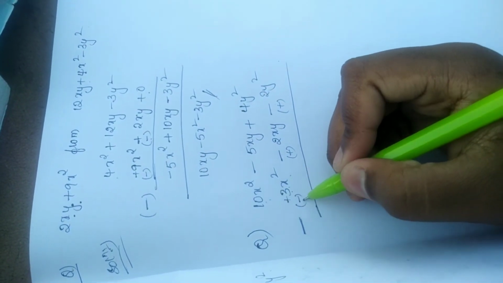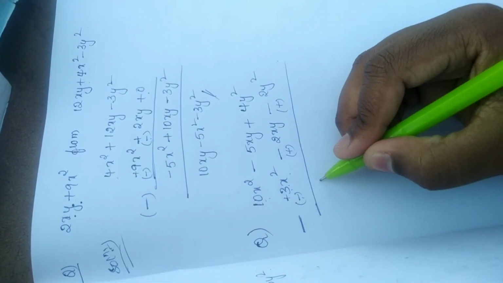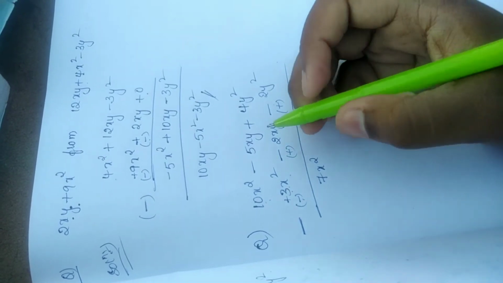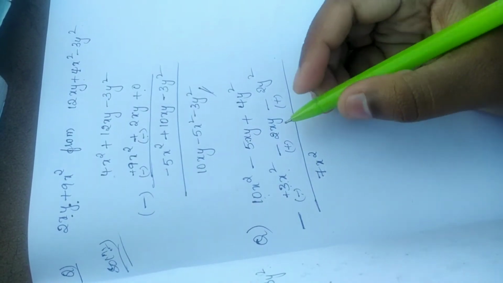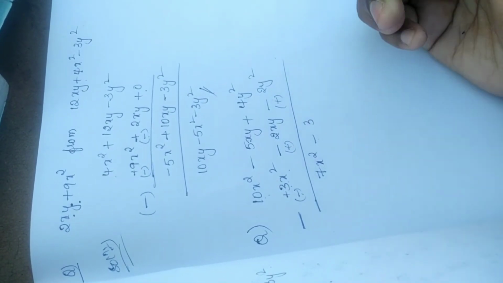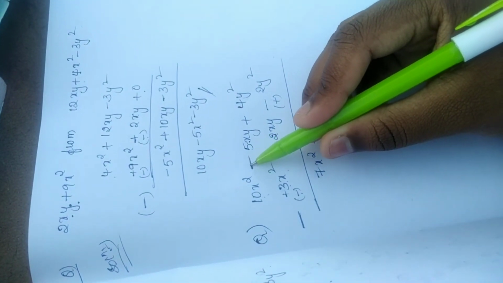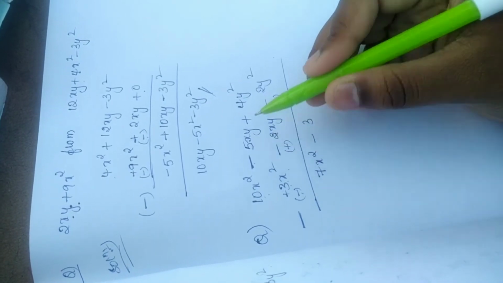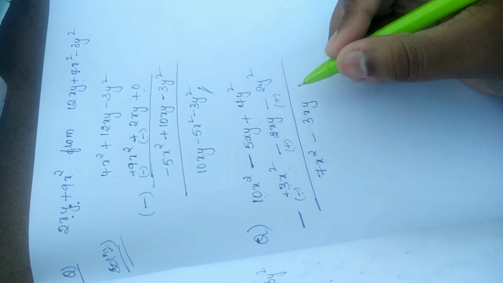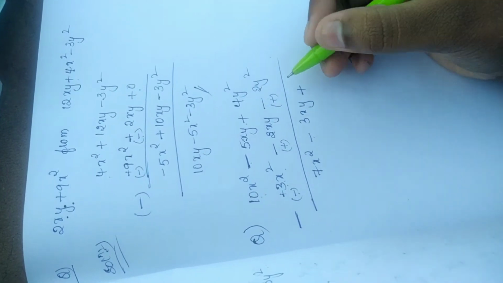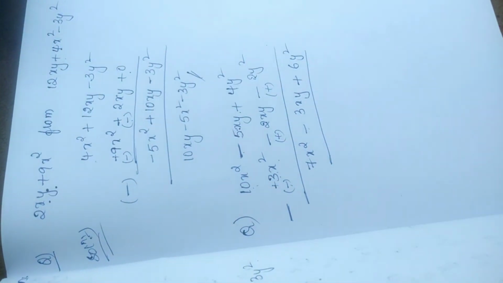So 10 minus 3, we get 7x square. Here minus into plus, we have, that means 5 minus 2, we get 3, plus into minus, minus, but we have minus before the bigger number, so we get minus 3xy. Next, plus 4 plus 2, 6y square. So this is the solution for this problem.